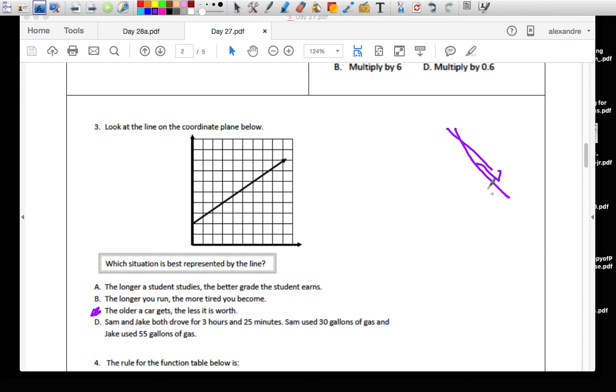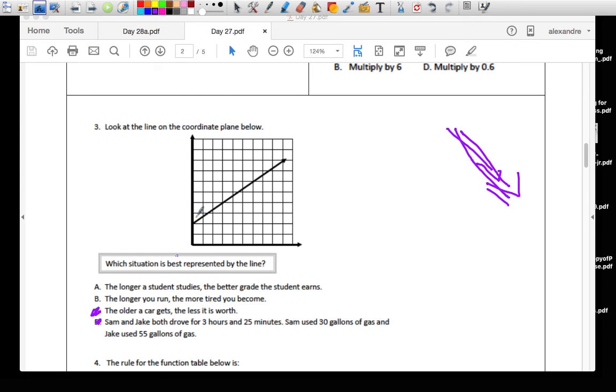Okay, getting tired. The more tired, I'm sorry, it's getting less. So the value is going down, so it should be a graph going down. So Sam and Jake both drove 3 hours and 25 minutes. This doesn't make any sense. Okay, there's two things going on and only one line, so letter D doesn't work.